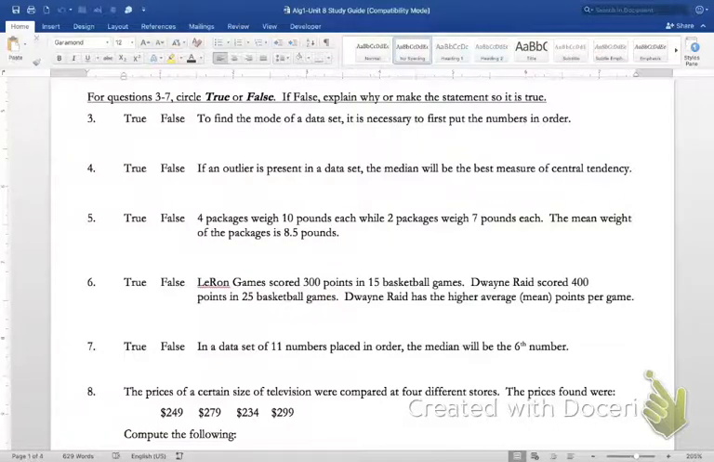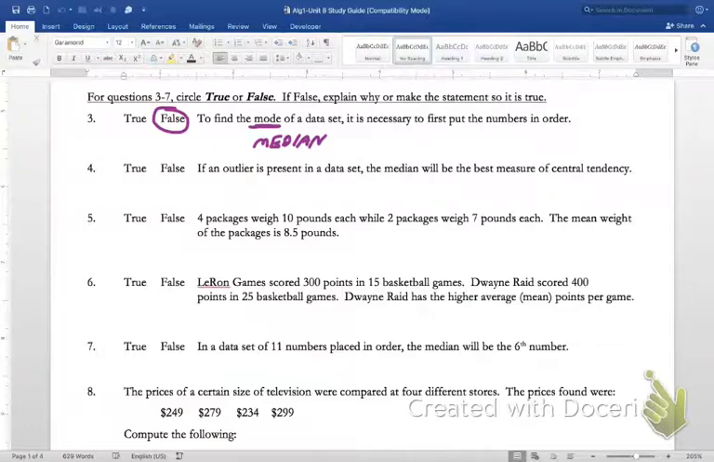Next section that I would like to go through is the true and false. Number 3, to find the mode of a data set, it is necessary to first put the numbers in order. Well, that is false. And the way we can change that is the mode could be replaced with the word median. Because to find the median of a data set, it is necessary to put the numbers in order. The mode is the number that appears the most often.